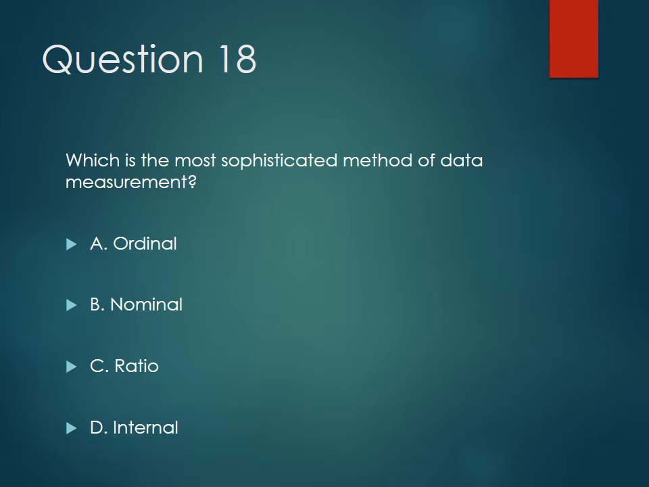Okay, which is the most sophisticated method of data measurement? Sophisticated meaning I can do the most stuff with it. So we can rule out internal because that doesn't make sense. We didn't even talk about internal, right? If it's an interval, would that be right? It wouldn't be right, but it'd be close, but it wouldn't be correct. So which is going to be the most sophisticated?